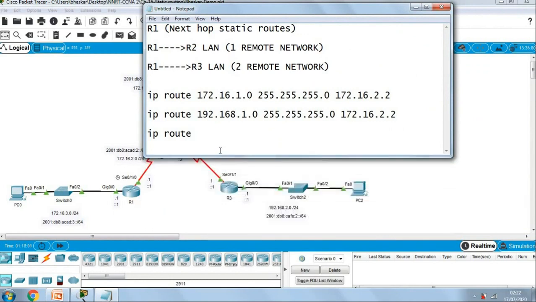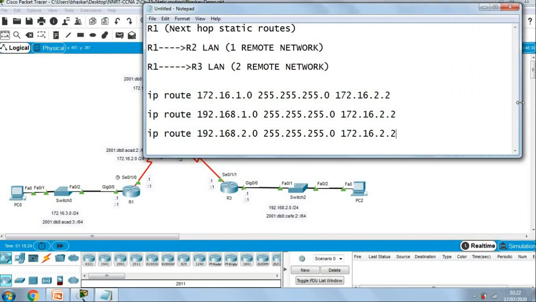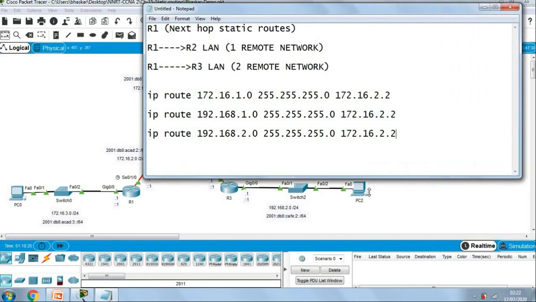So this one is 192.168.2.0, right? 2.0. Subnet mask is 255.255.255.0. The gateway is same, 172.16.2.2, right? Okay. So this is how we'll configure the next hop IP address.